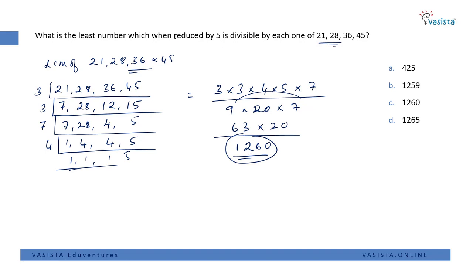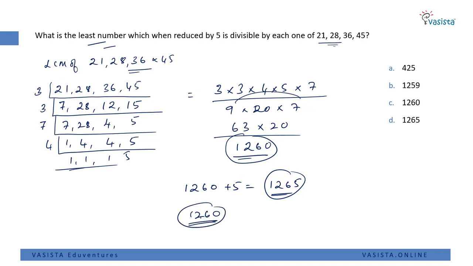But the question is, what is the least number which when reduced by 5? Now add this 1260 plus 5. So now the number becomes 1265. 1265 is the least number which when reduced by 5 is divisible by each one of 21, 28, 36, 45. So when you reduce 1265 by 5, it becomes 1260. This 1260 is completely divisible by 21, 28, 36 and 45. Thank you.